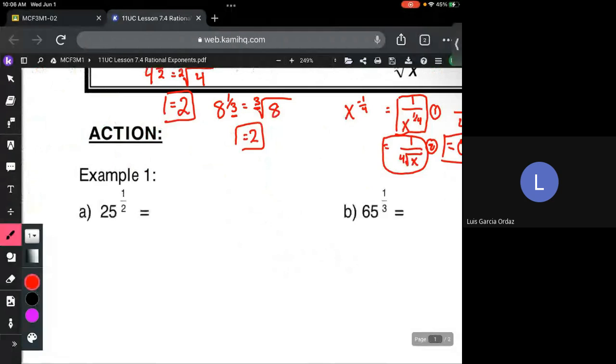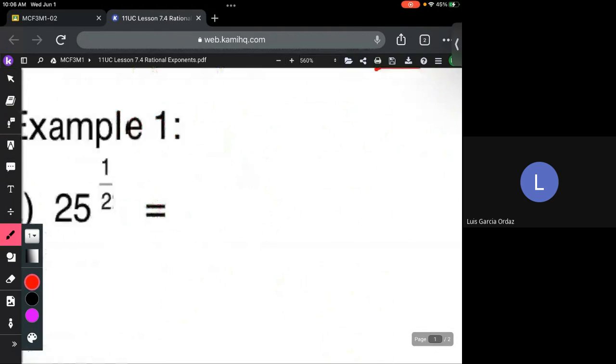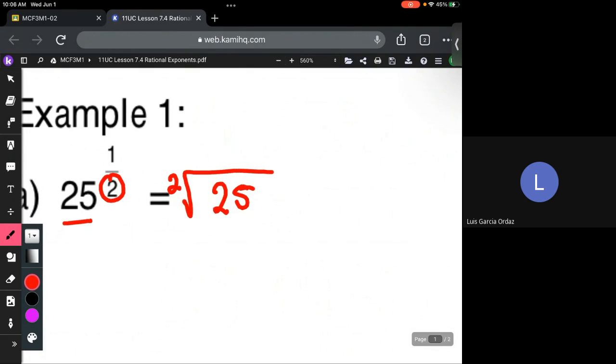So for example 1, I have 25 to the power of 1/2. If I want to change that into a root, all I'm going to do is take my root. My base is going to be on the inside, and the denominator is going to be on the outside. So this is telling me I need to find the square root of 25, which is 5. If the number was anything but 2, you would have to use either the cubic one, or there's a button on your calculator that has x and then the root. All those rules, you can use any of them to find an answer.